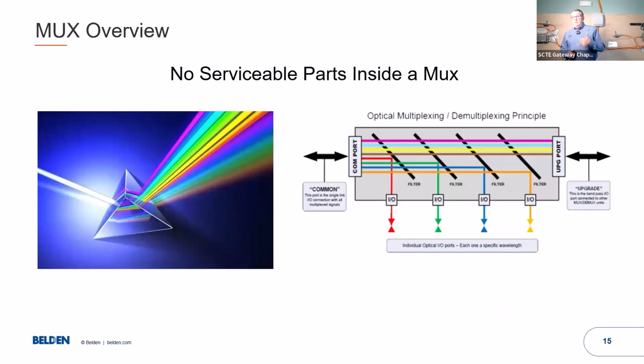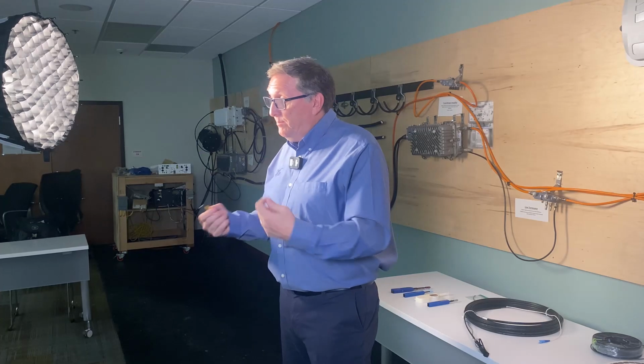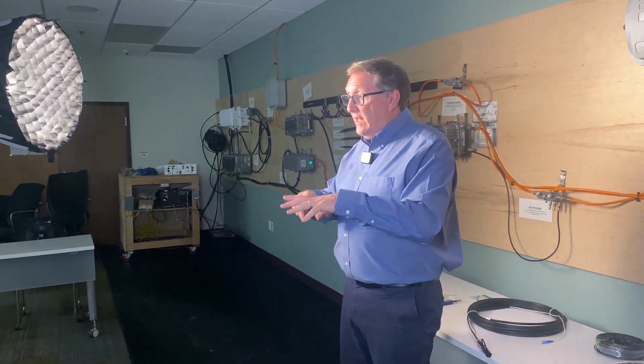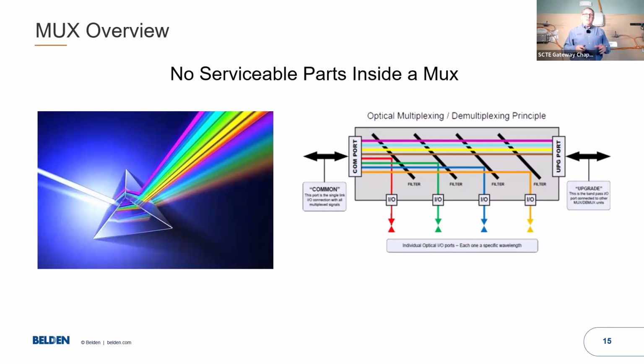If a mux goes bad, it has to be replaced. You usually lose 2 to 3 dB going through a mux or less. If you have a wavelength that won't pass, you have to replace the mux. There's no serviceable parts inside of it. You can't take it apart, polish a fiber, put it back together. It's all hard spliced. It's all integrated, so there's nothing to do. A mux goes bad, you've got to swap it out.